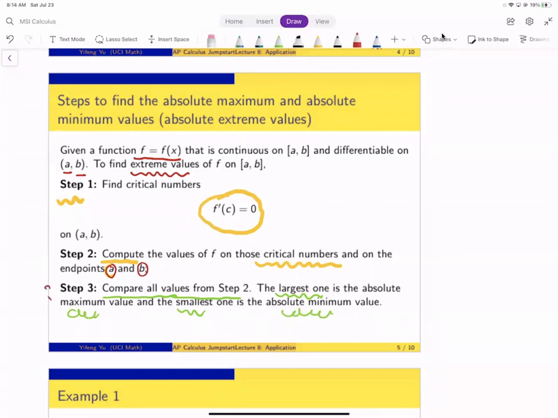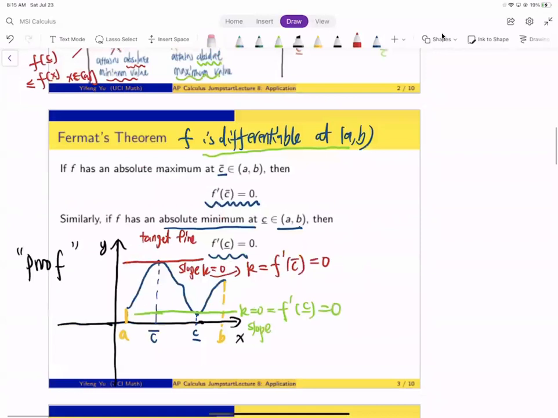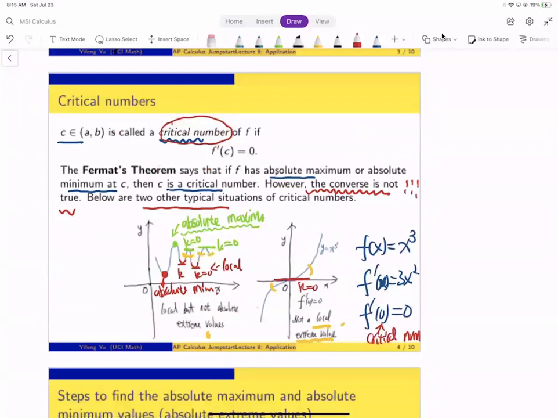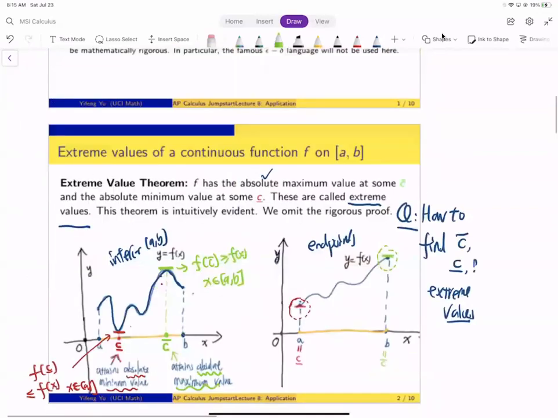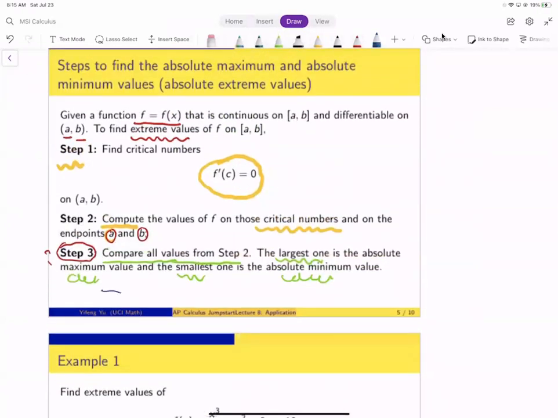Now, why do we need to evaluate all those numbers? As we said, Fermat's theorem tells us if it's a maximum or minimum, then the derivative is 0. However, it could happen that we have some other critical numbers that are not a maximum or minimum. And also it could happen that the maximum or minimum appears not in the interior but at the endpoints. So combining all those things together, step 3 is necessary. We need to compare all those numbers and pick the largest one as the absolute maximum and the smallest one as the absolute minimum. All right, let's implement this.